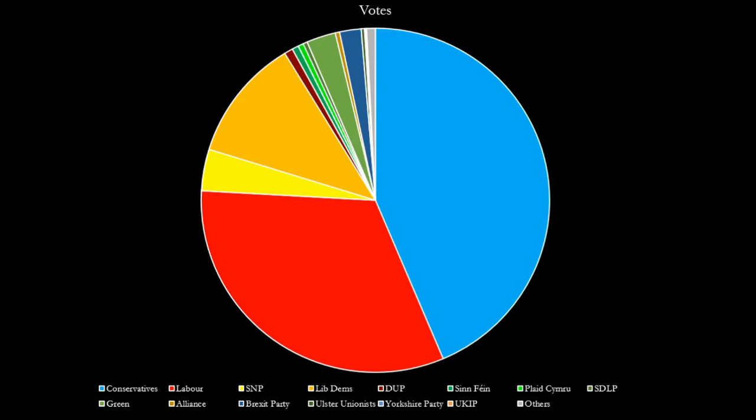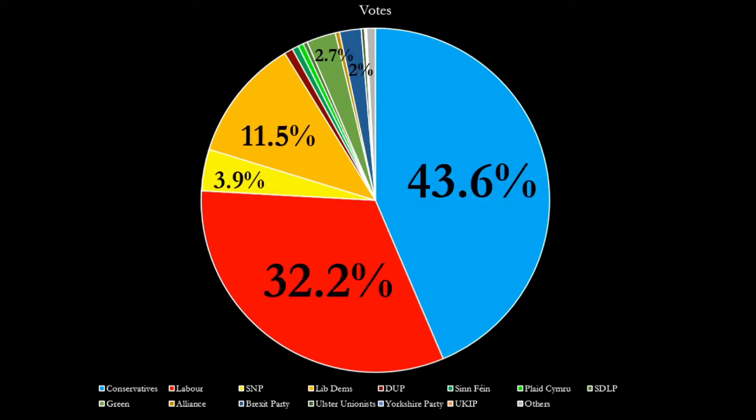This is how the votes looked. As you may be able to tell, it looks a bit different to the pie chart before. The Conservatives got 43.6% of the vote. Labour got 32. Lib Dems 11.5, which is a squid to see on the other chart. SNP 3.9 and so on and so forth. This wouldn't be a decisive amount of the country that thinks that we should have gone forward with Brexit.